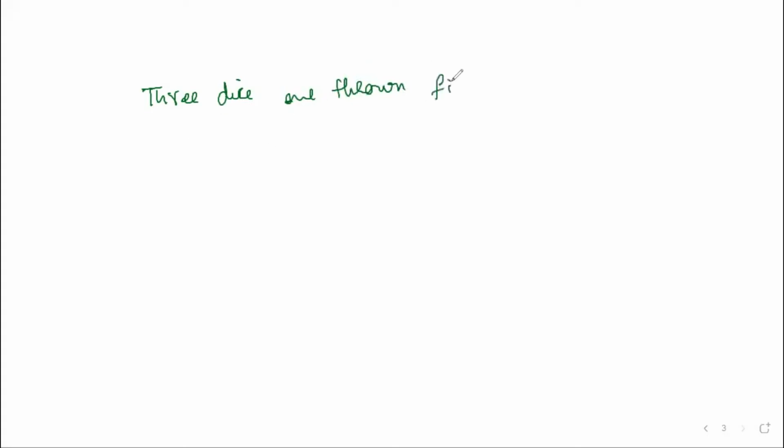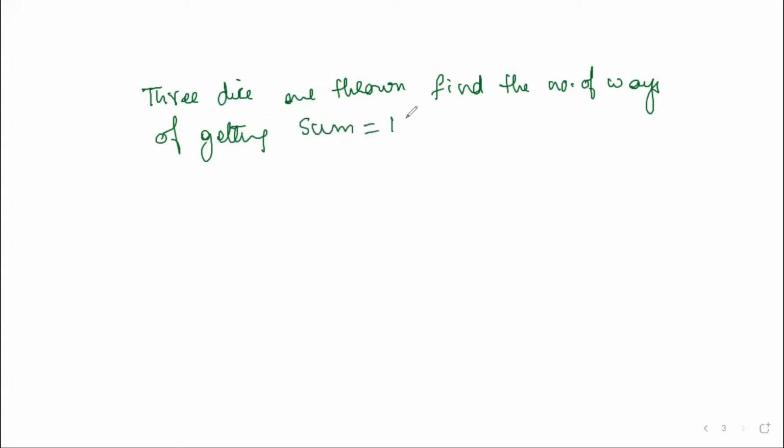Find the number of ways of getting a sum of 15. So dice cannot start with 0. Dice has the numbers from 1 to 6. That means there is a restriction at the upper end as well as at the lower end.